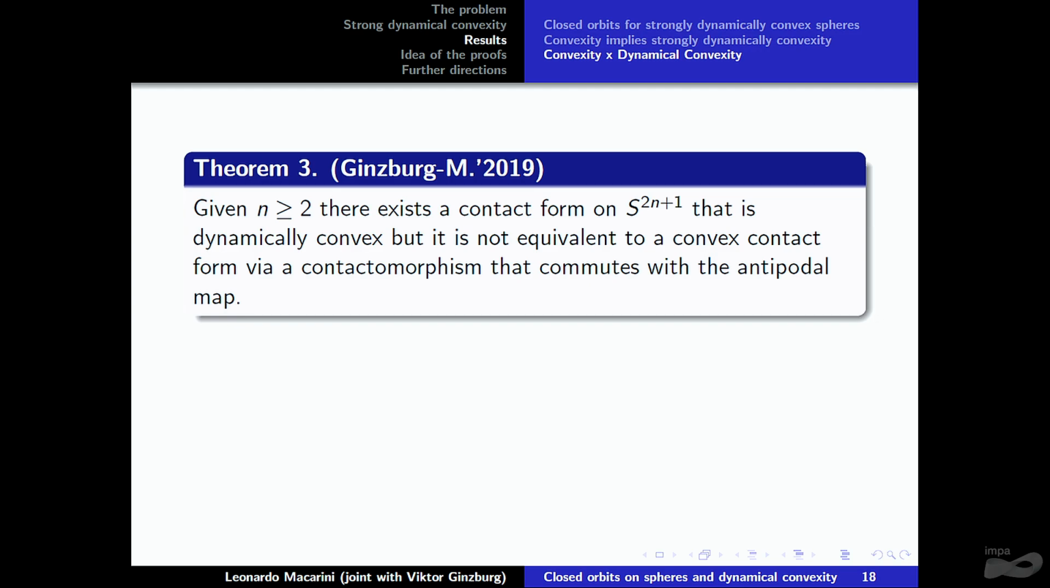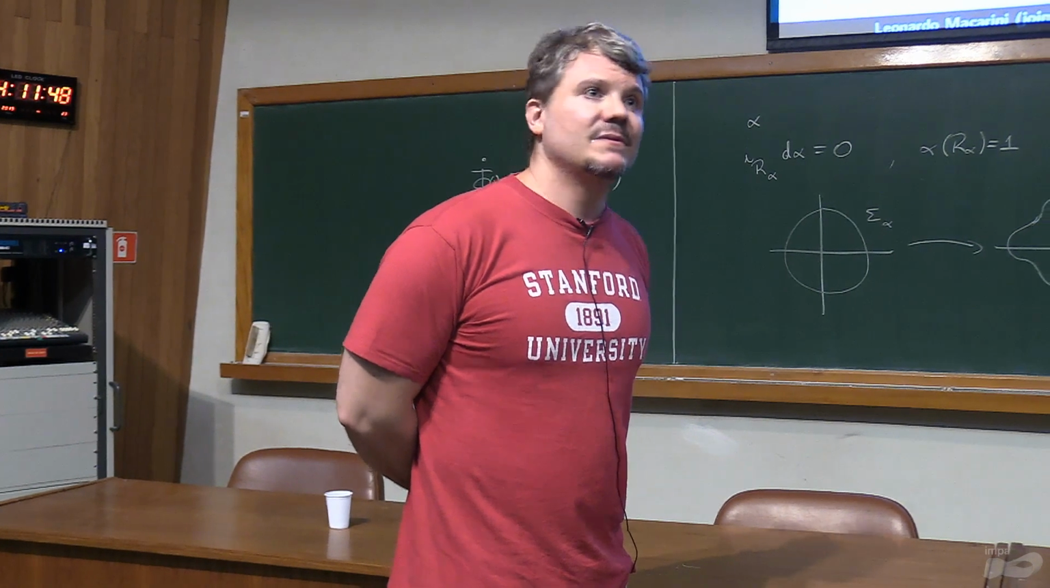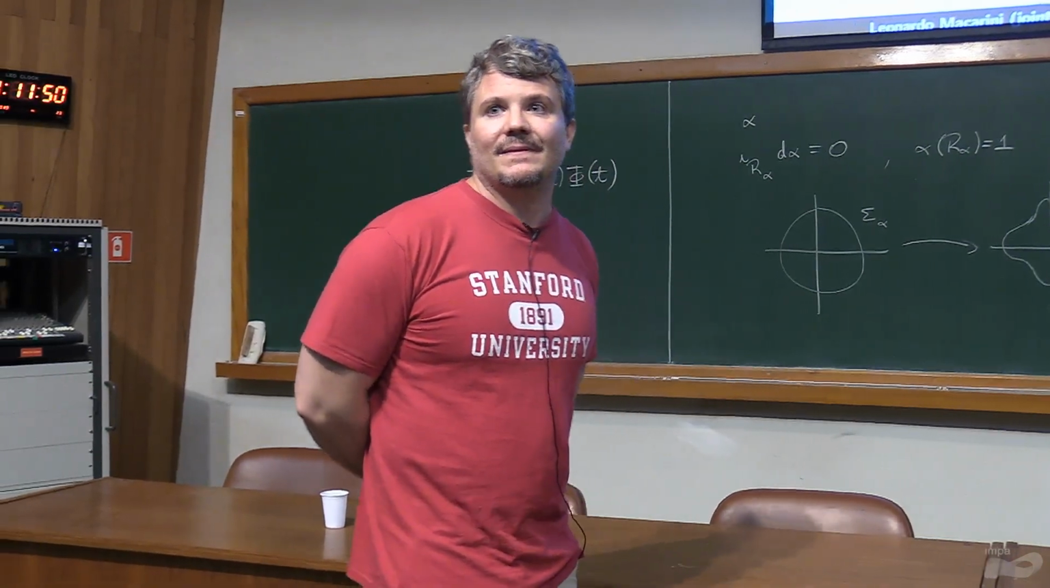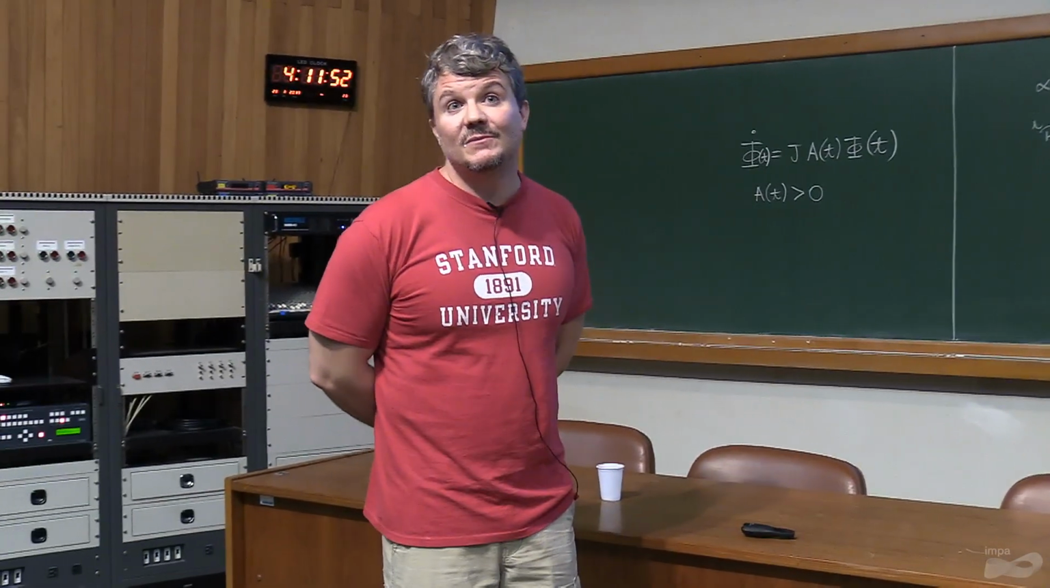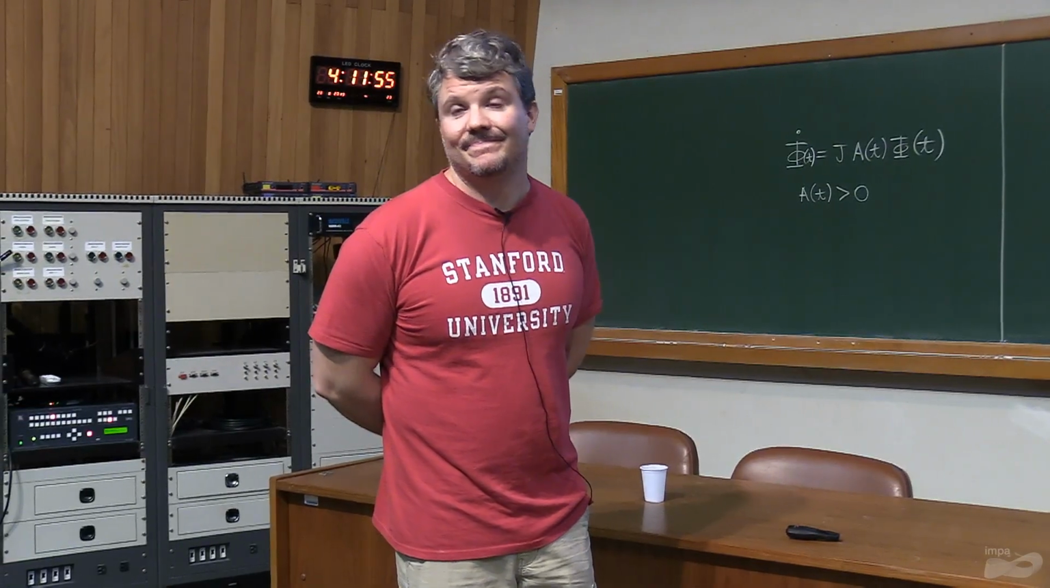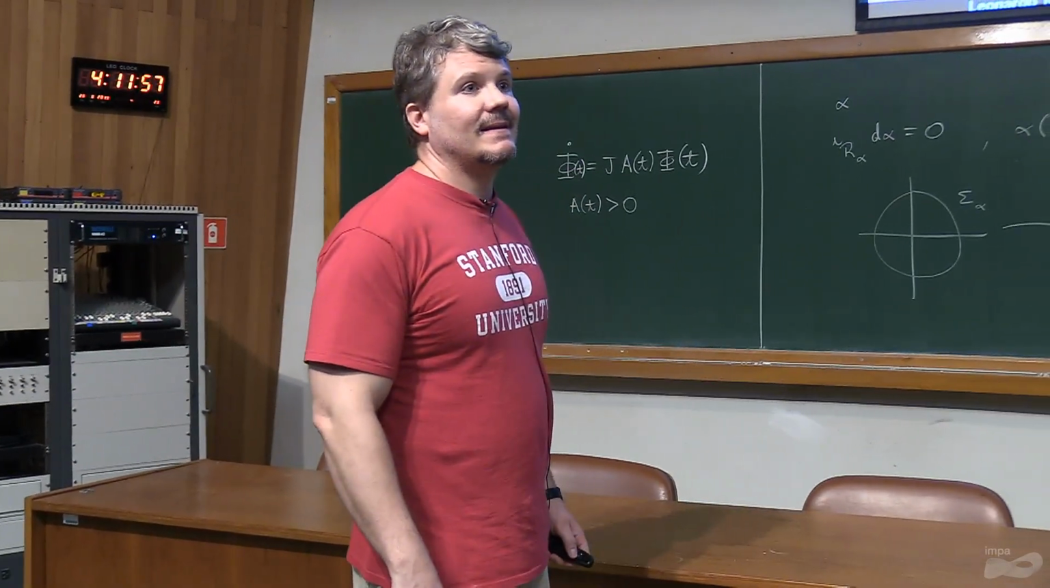So we have this result. Given any n bigger than 1, there exists a contact form on the sphere of dimension 2n plus 1 that is dynamically convex, but it's not equivalent to a convex contact form by a contactomorphism that commutes with the antipodal map, because we need to use the symmetry, and theorem 2. Is that starting at S5 or S3? S5. Okay.